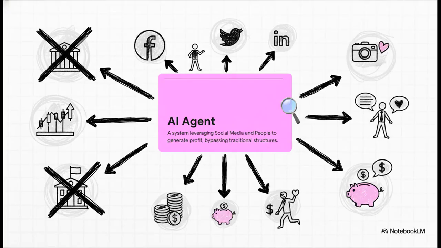So what exactly is an AI agent, according to this map? Well, just look at where it's connected. It completely bypasses the stock market. It ignores government directives. It has no physical supply chain, none of that. Instead, it plugs directly into social media to interact with people and generate profit. It's a radically lean model that cuts out almost every single traditional middleman.